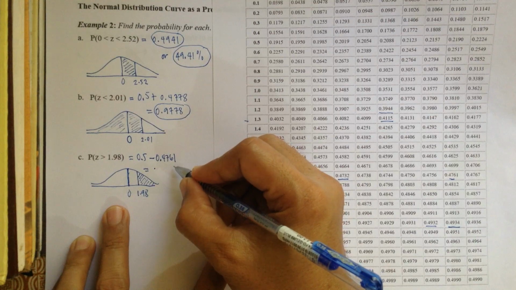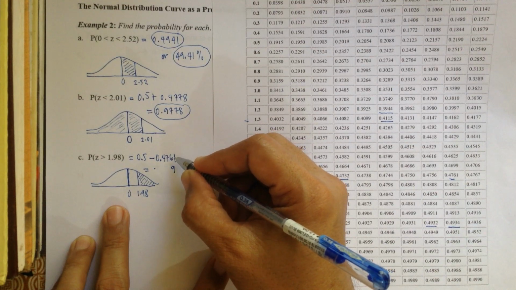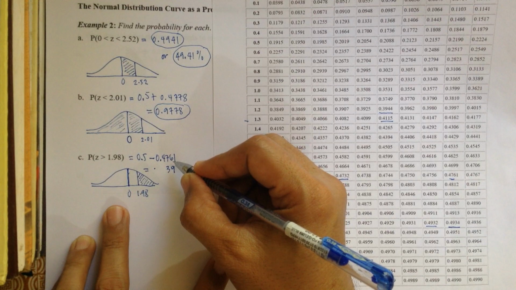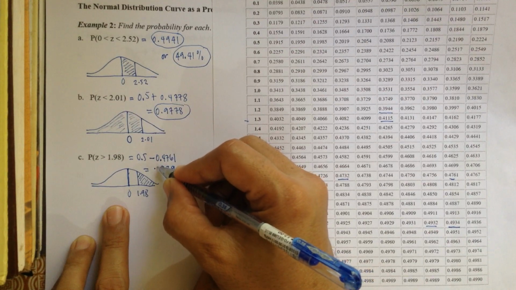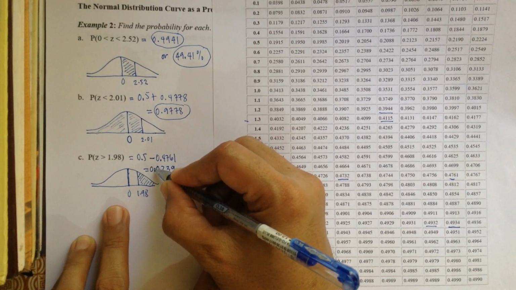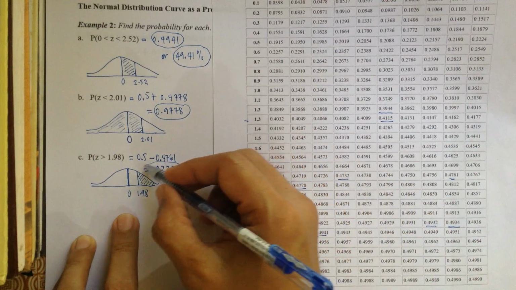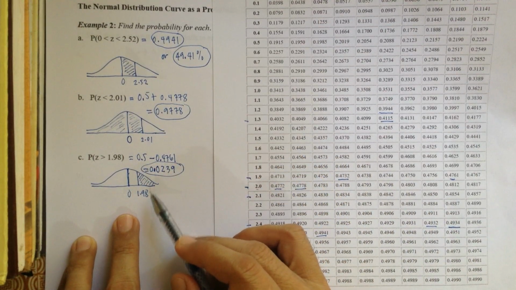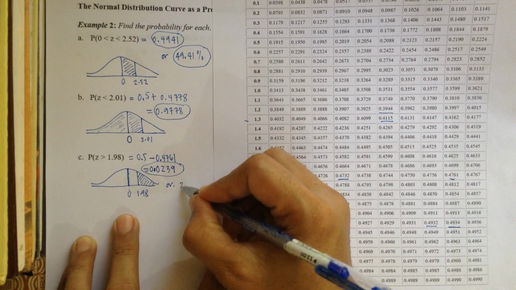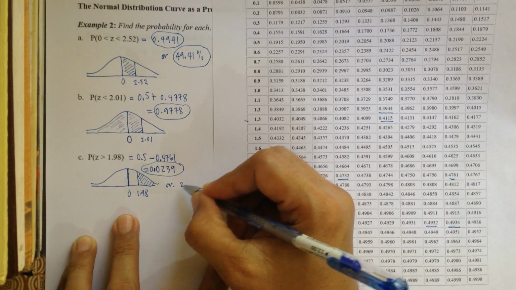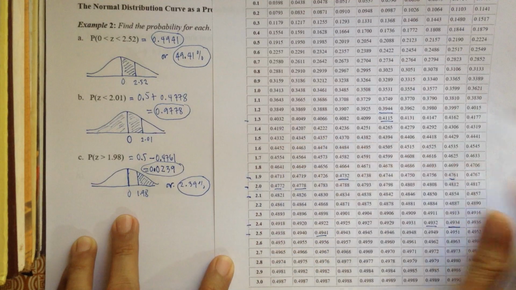So subtracting this, we have 0.0239. So the probability that the value of your z is greater than 1.98 is 2.39%. So you can write that also as 2.39%. Okay, so that's it.